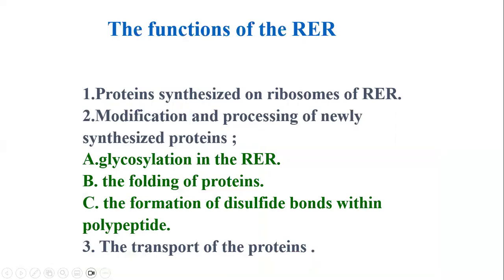So, in summary, the function of the rough endoplasmic reticulum involves synthesis of proteins on the ribosomes of the rough endoplasmic reticulum, and modification and processing of the newly synthesized proteins by glycosylation, folding of the protein, formation of disulfide bonds, and also ensuring the quality control process. Lastly, it is also involved in transport of the protein.